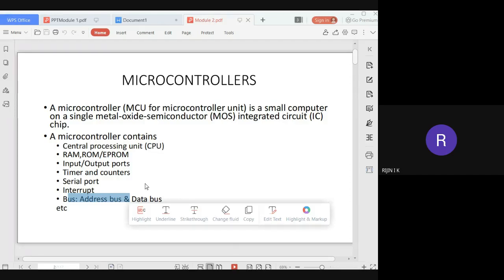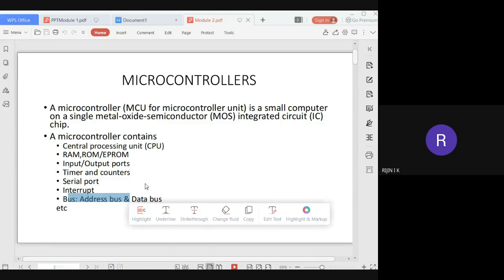കമ്പ്യൂട്ടറിൽ മെമ്മറി ഉണ്ട്, memory, RAM, ROM, EEPROM. But in the case of a computer, the processor is separate, the memory, everything will be separate components. But here in the case of a controller, all these components are within the single chip.